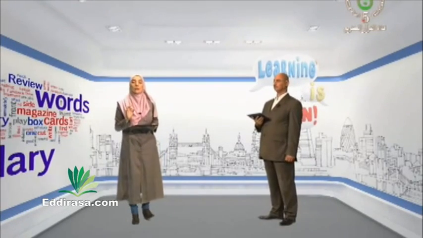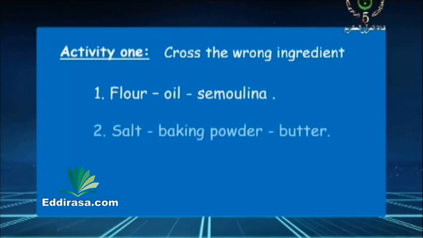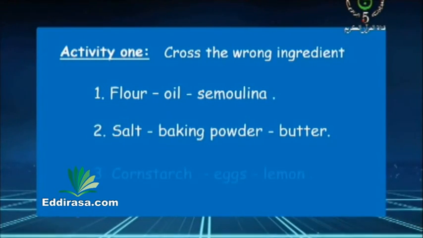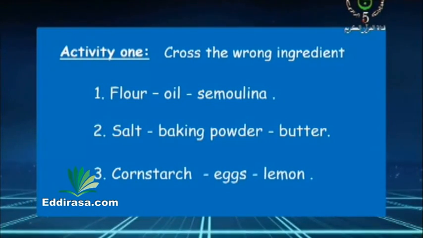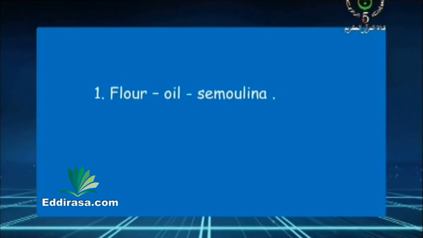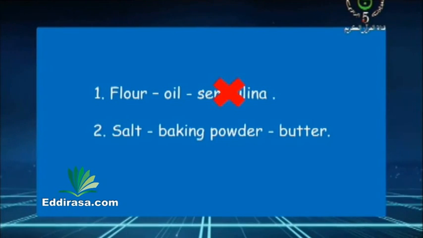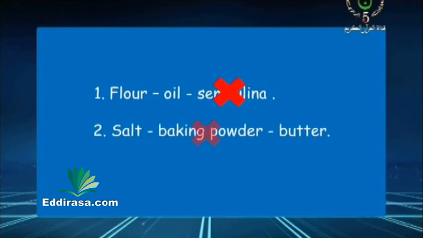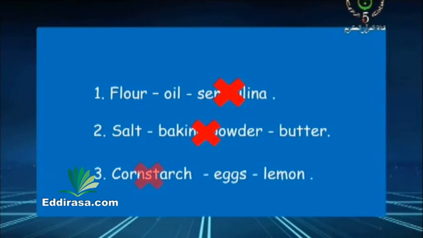Now, the first list of ingredients is 1, flour, oil, semolina. Second list, salt, baking powder, butter. The third list, cornstarch, eggs, and lemons. Remember, you're reading for specific information. Now let's check together if your answers were correct. For number 1, you have to cross semolina. For number 2, you have to cross out baking powder. For number 3, you have to cross cornstarch.